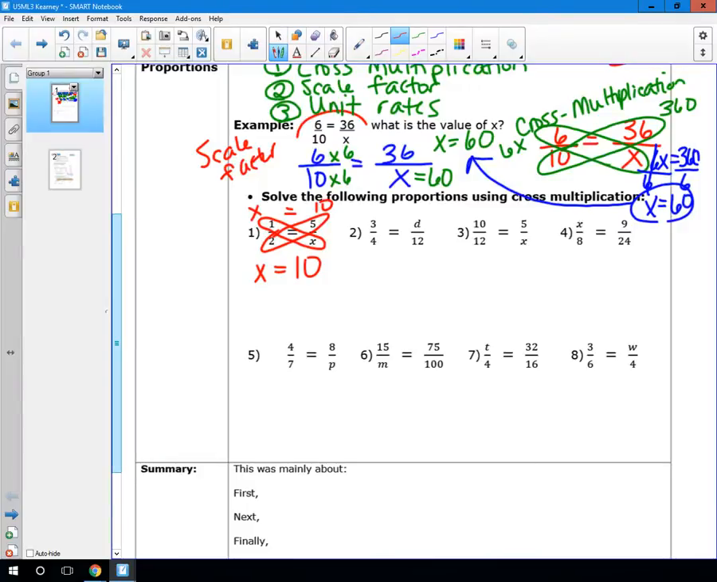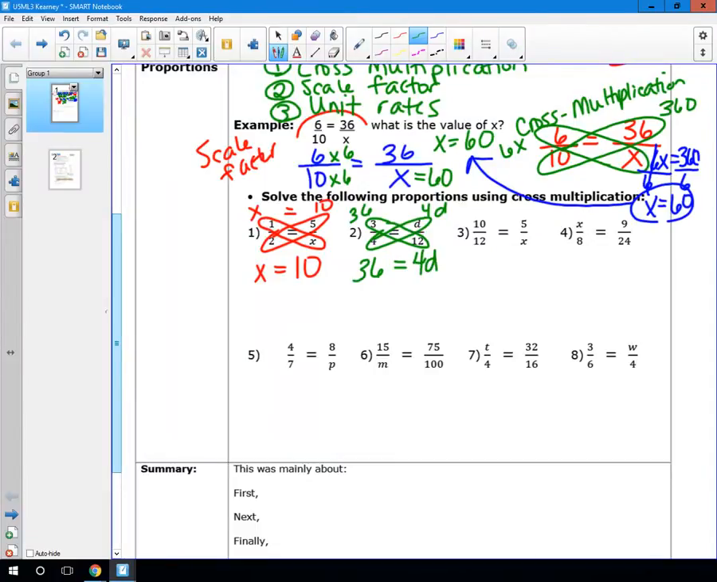Okay? Let's do one more, and then I think you guys are ready for some on your own. Okay, we're still using cross multiplication. So number 2, we're trying to figure out what value of d would make these 2 ratios proportional. So I'm going to cross multiply. 3 times 12 is 36. 4 times d is 4d. And we said that in order for 2 ratios to be proportional, their cross products must be equal. So 36 must equal 4 times d.